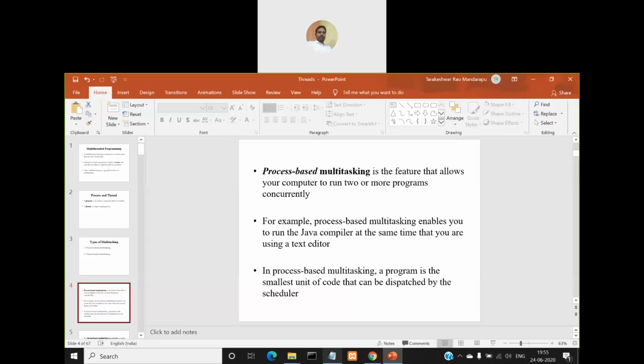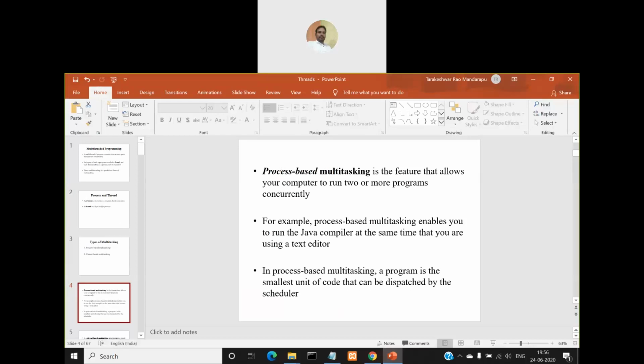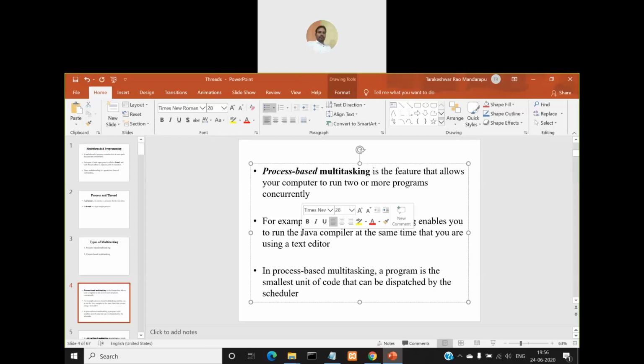So I'll be opening my text editor, Notepad, and here I'll be typing my program, and I may also use my compiler simultaneously. So that is how concurrent execution takes place, right? That is one example of process-based multitasking. In this example, the Java compiler is one process, and Notepad, the text editor, is another process. Two processes are currently under execution: one is a Java compiler, the other is a text editor. So they are both concurrently under execution.